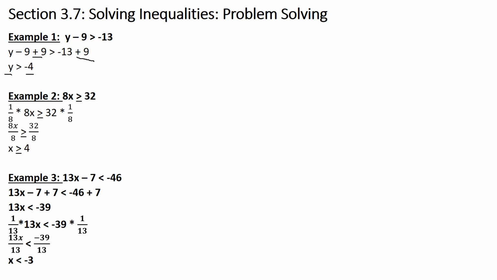8x is greater than or equal to 32. Let's get rid of the 8x by turning it into x. We multiply it by the reciprocal of 8, which is 1/8. 1/8 times 8x is 8x over 8, which reduces down to simply x. And if I multiplied by 1/8 on the left, I have to multiply by 1/8 on the right. 32 times 1/8 is 32 over 8, which is 4. So x is greater than or equal to 4.